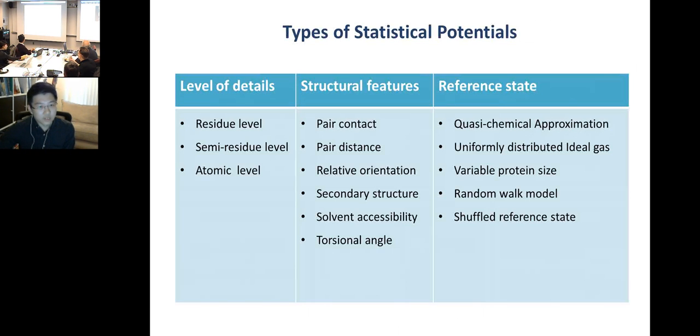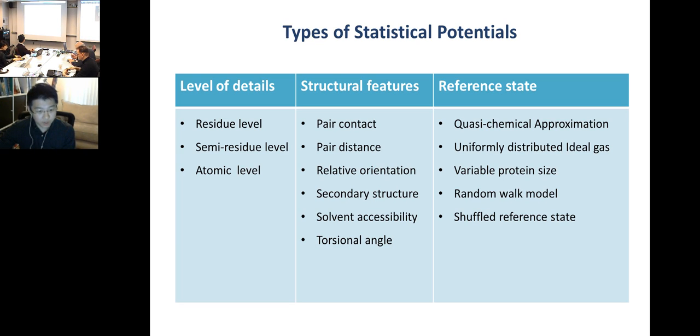So far, various statistical potentials have been developed, and they can be categorized by three characteristics. First of all, depending on the level of detail in the representation, they can be classified as residue level or atomic level potentials. In general, atomic level potentials are more accurate than residue level potentials.